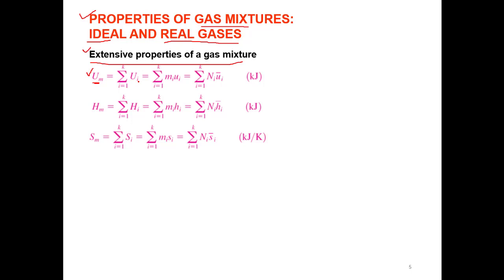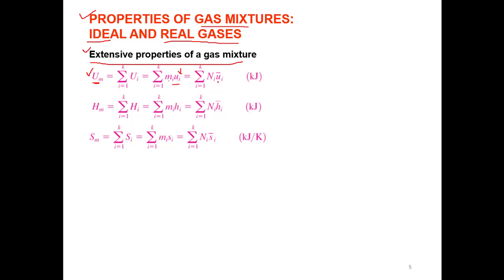Let's say if there are three components, then u1 plus u2 plus u3, right? That's simply the summation of the internal energy of all the components. But usually, the data available in the property table is normally in kilojoule per kg. I mean, the data available is in specific internal energy. Then to calculate the extensive internal energy, you have to multiply the mass of each component with its internal energy, I mean, the sum of m1 u1 plus m2 u2 plus m3 u3.